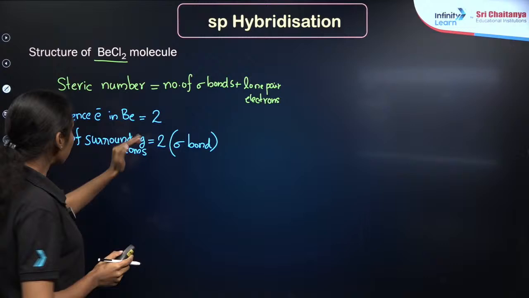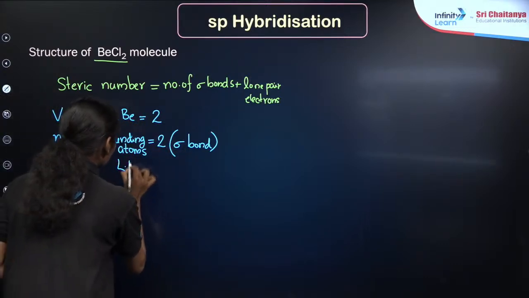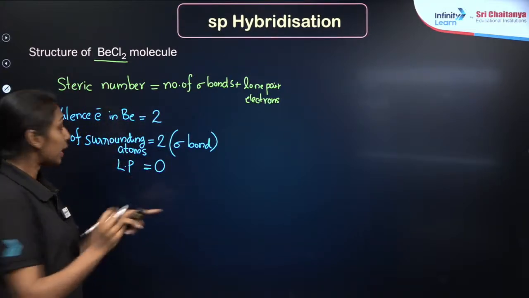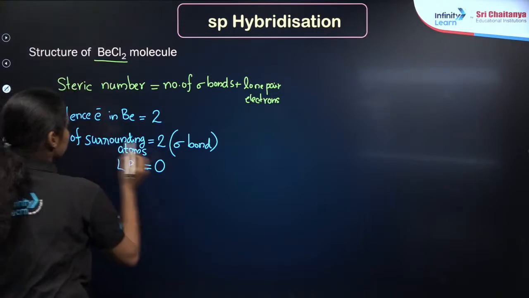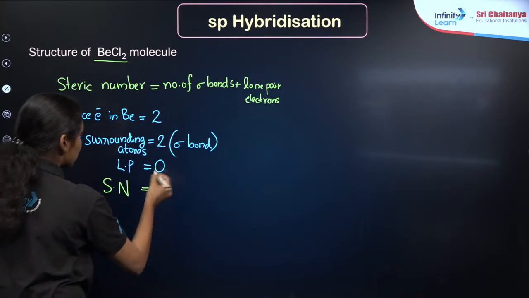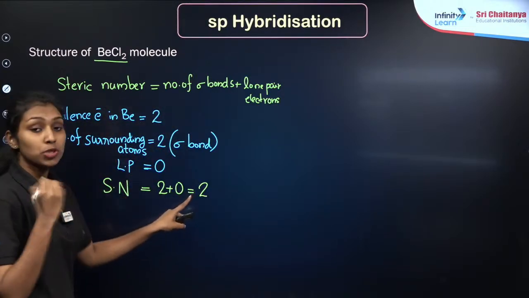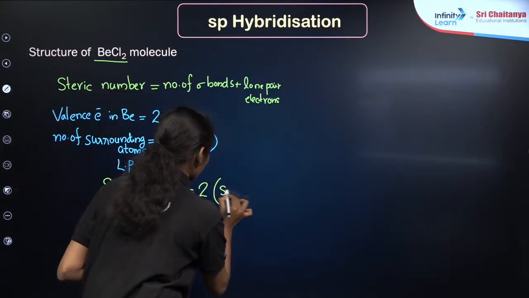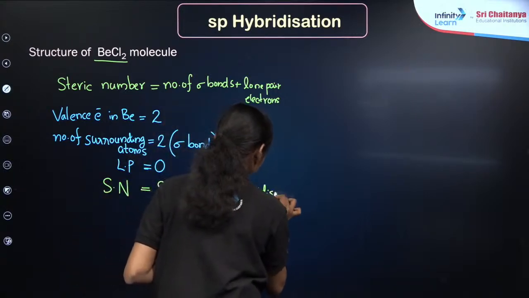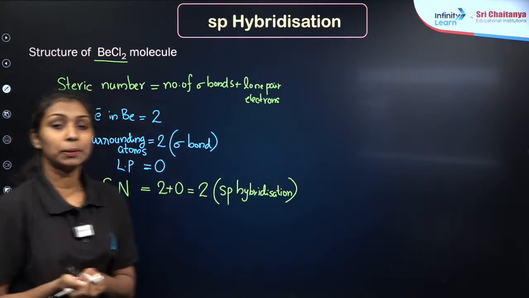So, the beryllium has 2 valence electrons, in which 2 bonds are forming, which means the lone pair present on beryllium in the BeCl2 molecule is 0, right? Now I am taking the steric number here. What will be the steric number here? 2 plus 0, that is equal to 2. Whenever the number becomes 2, it means that it will be the sp hybridization, right? This will be the sp hybridization. Is the thing clear? That is how we calculate the steric number and predict the hybridization.